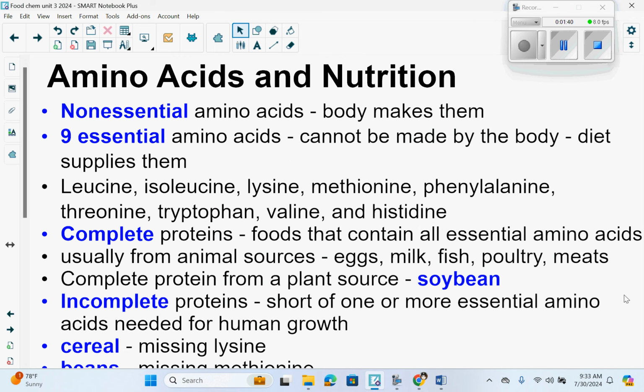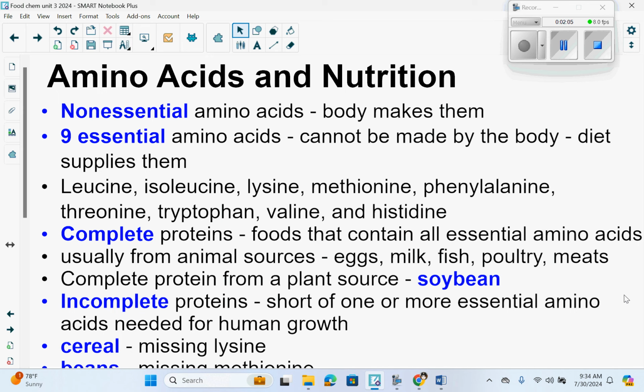Amino acids and nutrition. Non-essential amino acids, the body makes these. There are 9 essential amino acids that cannot be made by the body, so the diet supplies them. The 9 are leucine, isoleucine, lysine, methionine, phenylalanine, threonine, tryptophan, valine, and histidine.